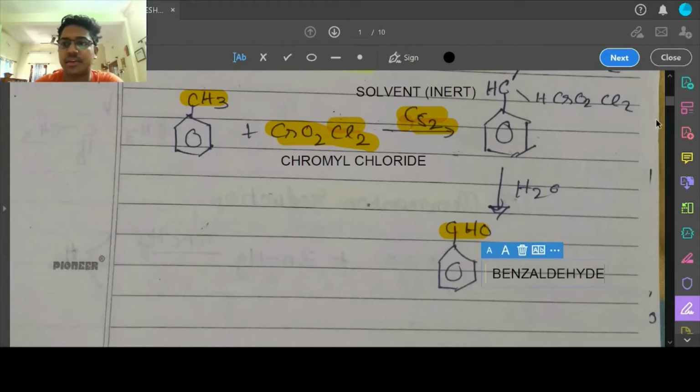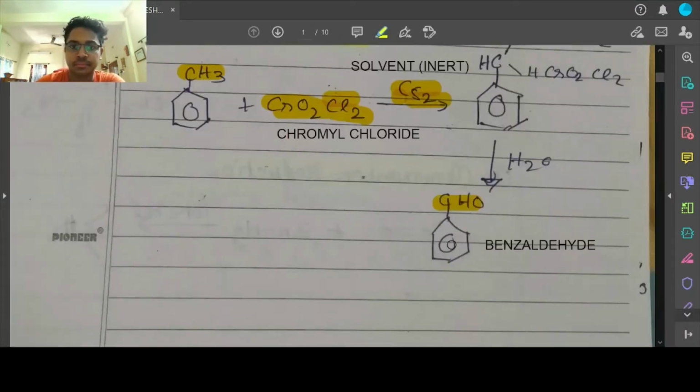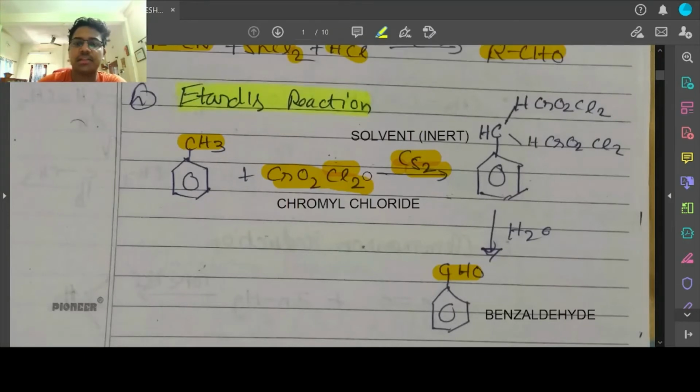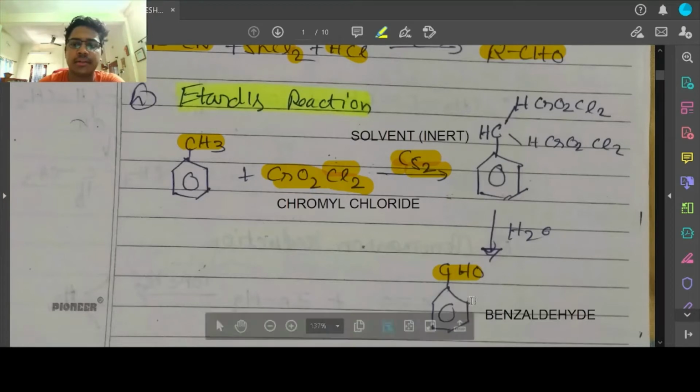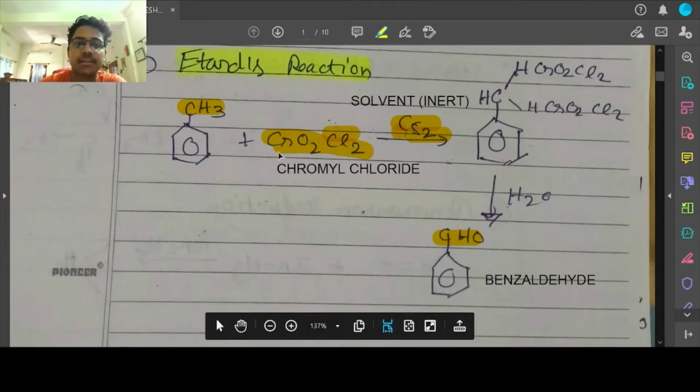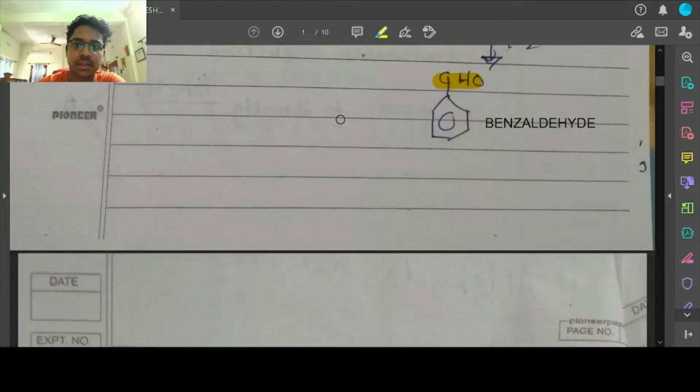This is benzaldehyde. The solvent is carbon disulfide, an inert solvent, and it forms benzaldehyde. The CH3 group is converted to a CHO group. This is known as the Etard reaction. Now let us move on.